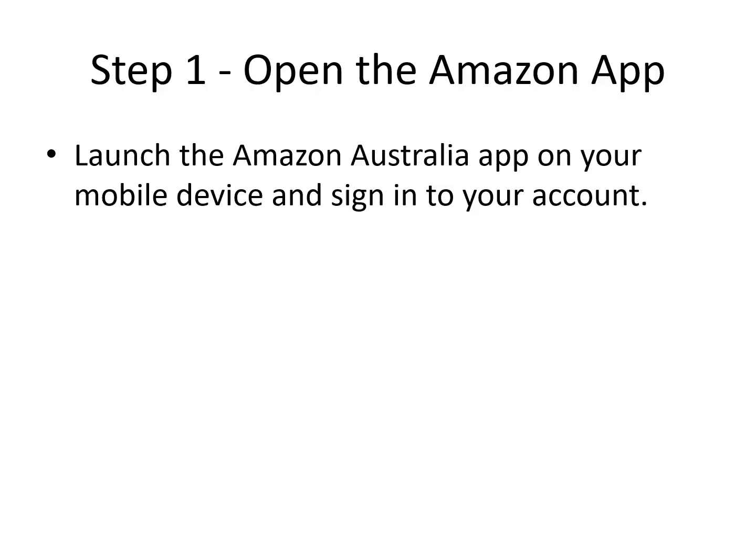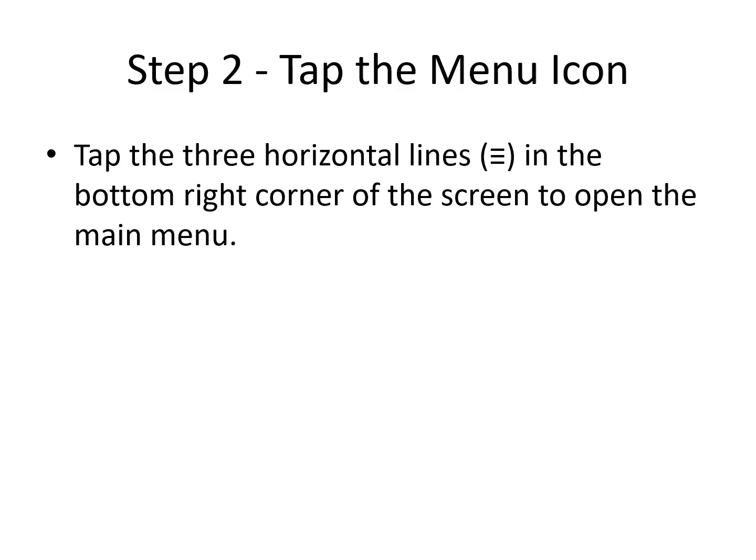First, open the Amazon Australia app on your smartphone or tablet. Make sure you're signed into your account to access customer support features. Next, look for the menu icon, which appears as three horizontal lines, also known as the hamburger menu, usually located at the bottom right corner of your screen. Tap it to open the main menu.